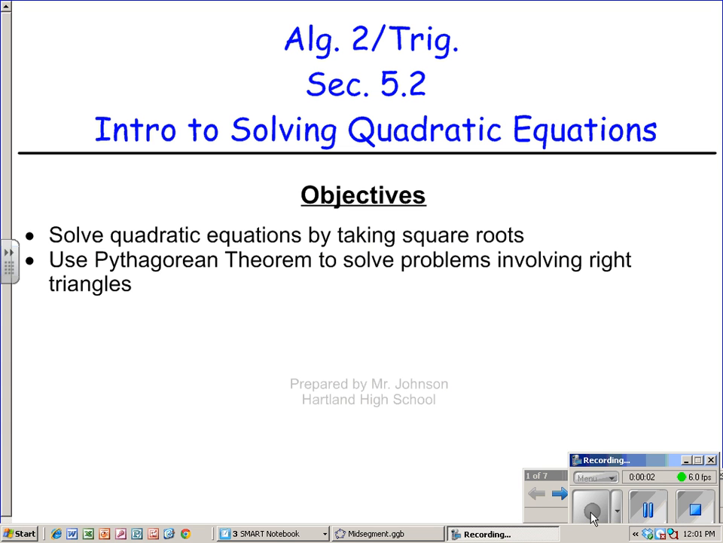Hello everybody. These are the notes for section 5.2, Algebra 2 Trig, talking about solving quadratic equations. Solving an equation means you're figuring out what x value makes that equation true.